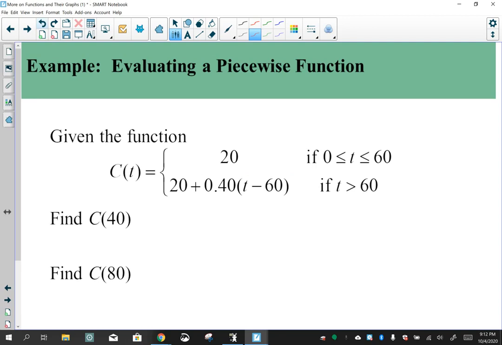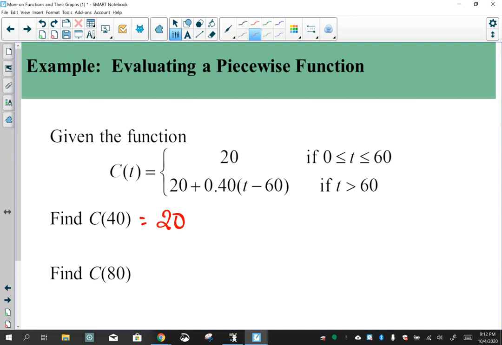So I'm going to look at the first one. Find C of 40. Well, my 40 falls in between 0 to 60. So that means there's nothing here. Basically, I have this constant line all the way to 60. When I get to 60, something happens. So that means at 40, my answer is just going to be a 20 because there's nothing to evaluate. It is what it is, okay?